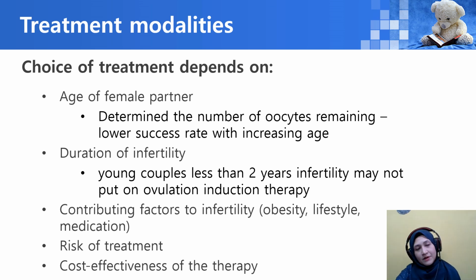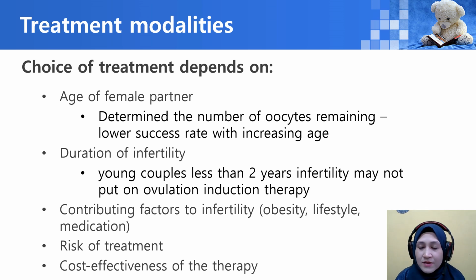For example, the first is the age of the female partner, because it correlates with the number of oocytes remaining, so it might have a lower chance of success with women of increasing age. Second is duration of infertility. For example, for a young couple less than 2 years, we might not want them to be put on ovulation induction therapy, because as much as possible, we want them to conceive in a normal way.